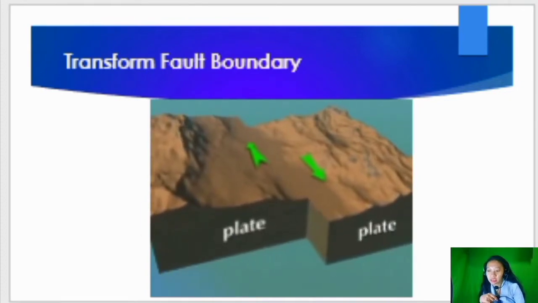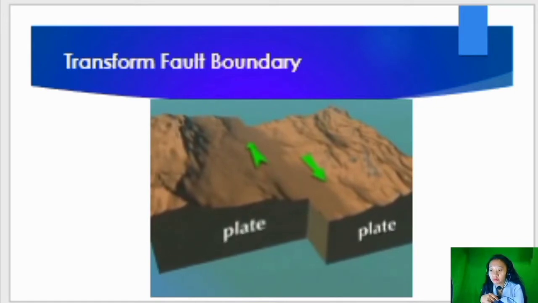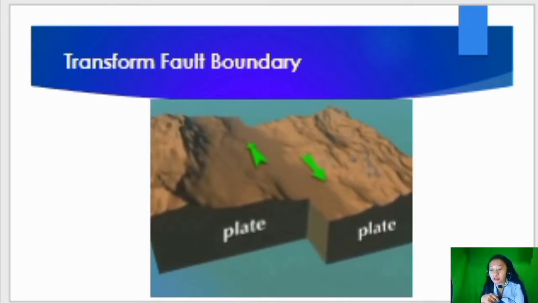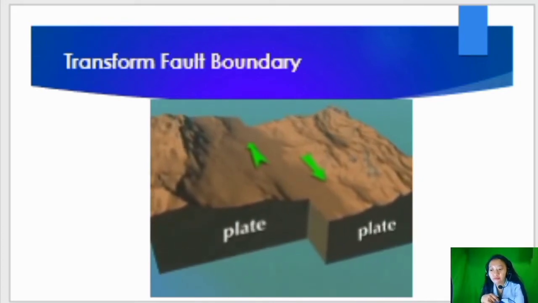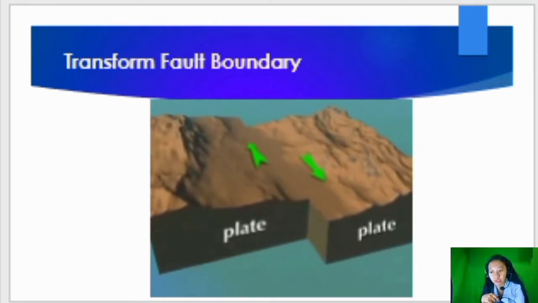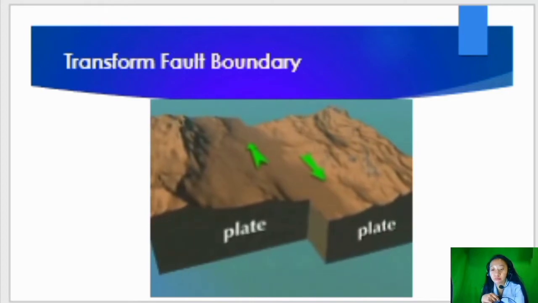I have here the picture of the transform fault boundary. As we can see, there are two plates sliding each other. So please do remember the keywords. Convergent is when two plates are converging each other, divergent is when the two plates are moving away from each other, and the transform fault boundary is when the two plates are sliding each other.